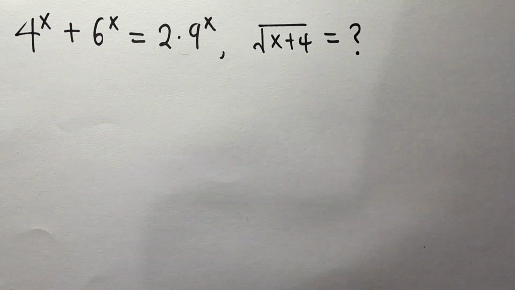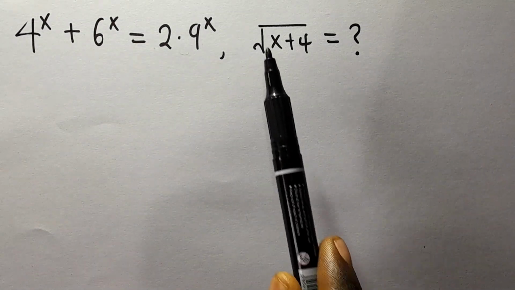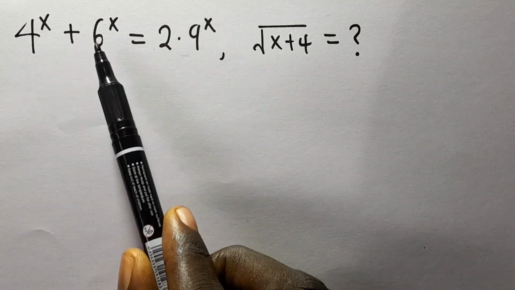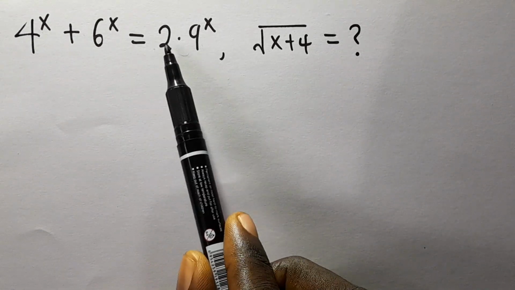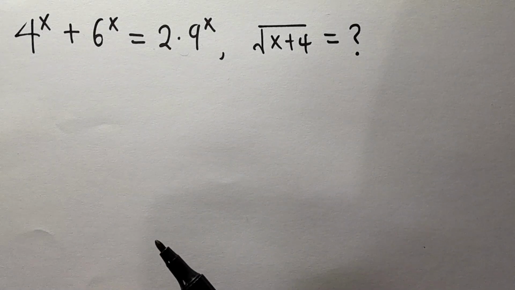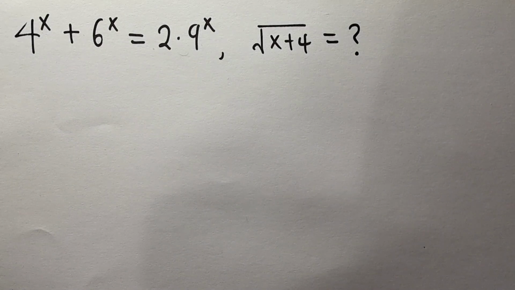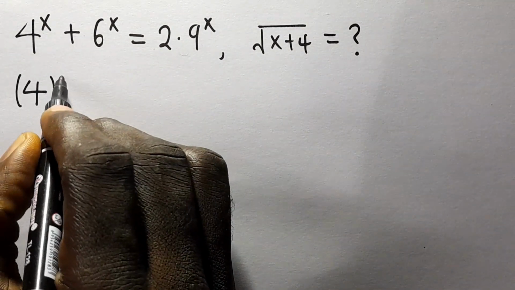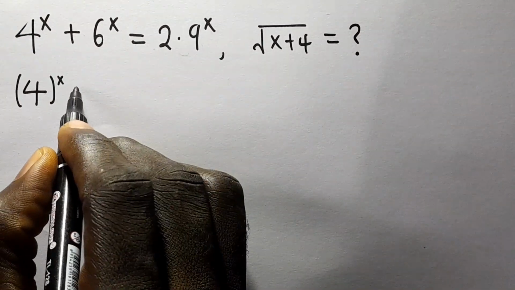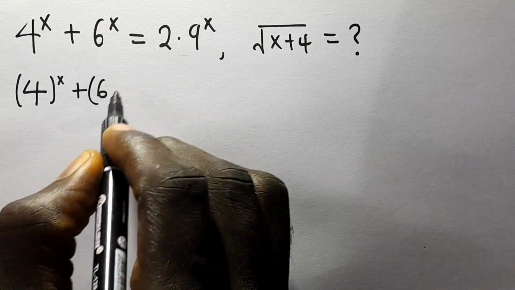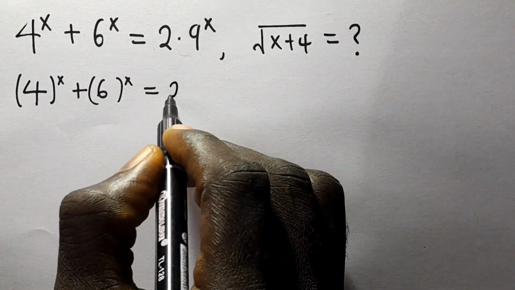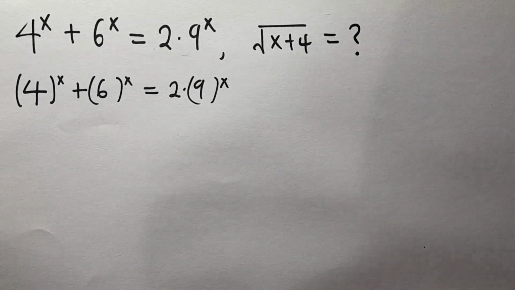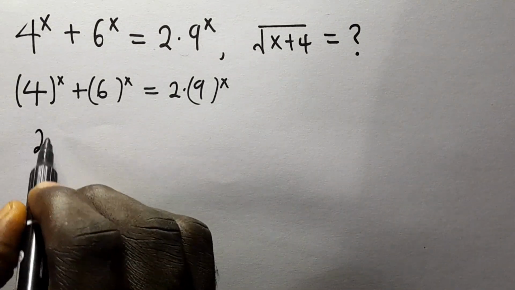Today we want to find the square root of x plus 4, given that 4 raised to x plus 6 raised to x equals 2 times 9 raised to x. Now recall from here, we have 4 raised to x plus 6 raised to x equals 2 times 9 raised to x.